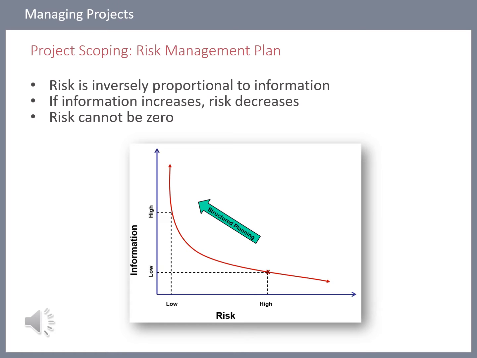And in project management, we say we are reducing the risk by adding information, and the process that we use is structured planning. In that process, just remember, risk can never be zero. There's always a chance that something might happen. The chance might be very small, but the risk can never be zero, unless you are taking away that part of the project in which you've identified the risk.